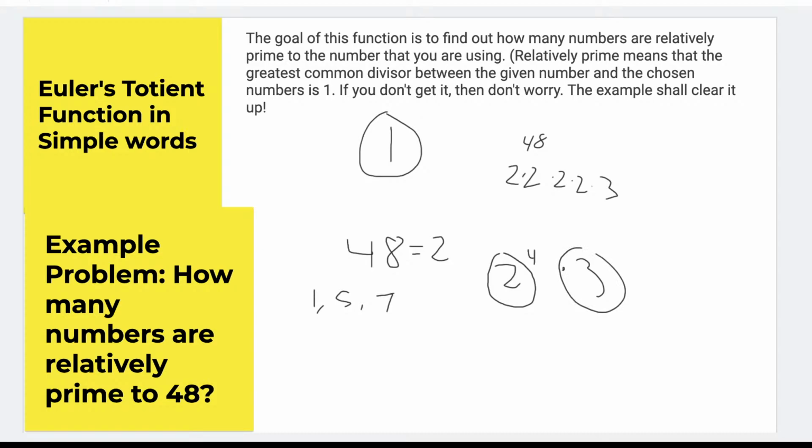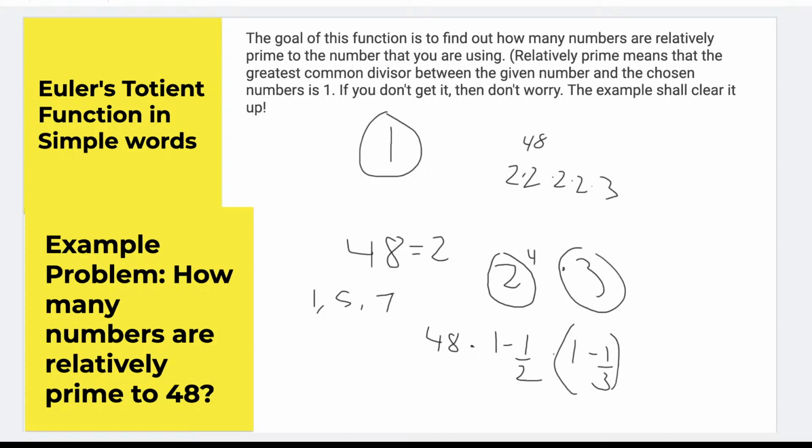Now you take 48 and you multiply this by 1 minus 1 over 2 times 1 minus 1 over 3. You just take this number, take the reciprocal of that, and subtract it from 1. And you do this for all the prime divisors, just prime. So then after that, we'll find this out.